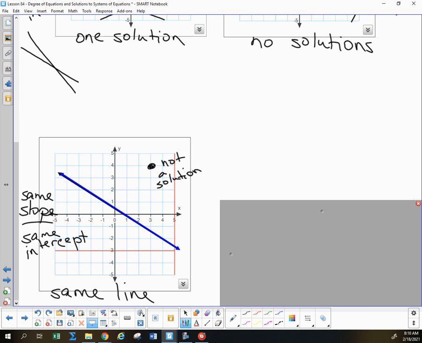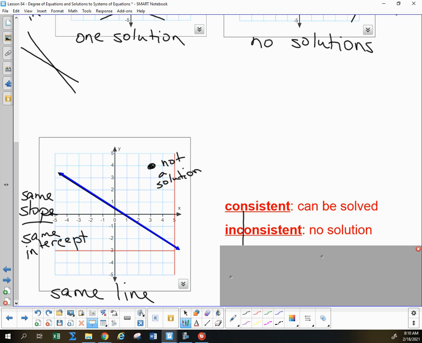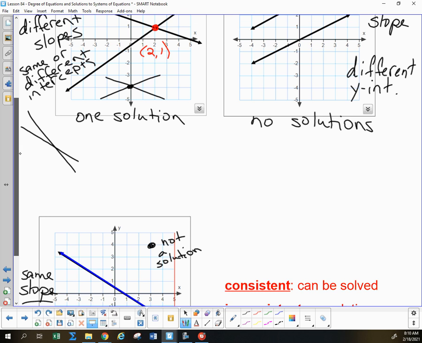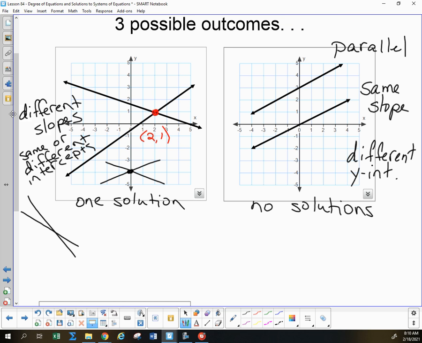Okay, a little bit of new vocabulary for us. If it can be solved, if we have one solution or more than one solution, it is consistent. If we have no solutions, then it is inconsistent. So if we use this new vocabulary, do we have a solution on the first type? Because we had one solution, so it is consistent. We said no solutions on the second one, so inconsistent.